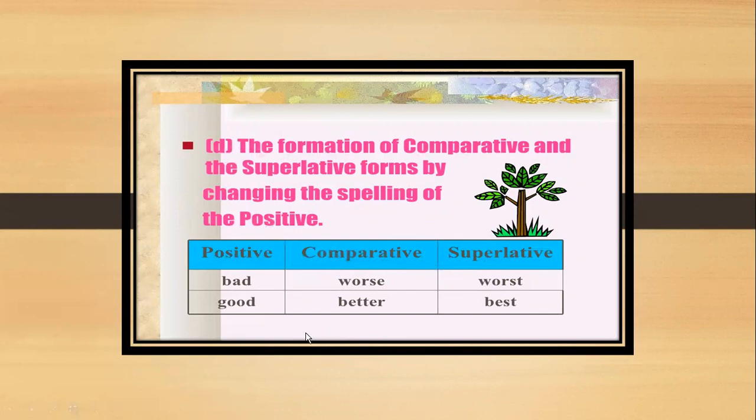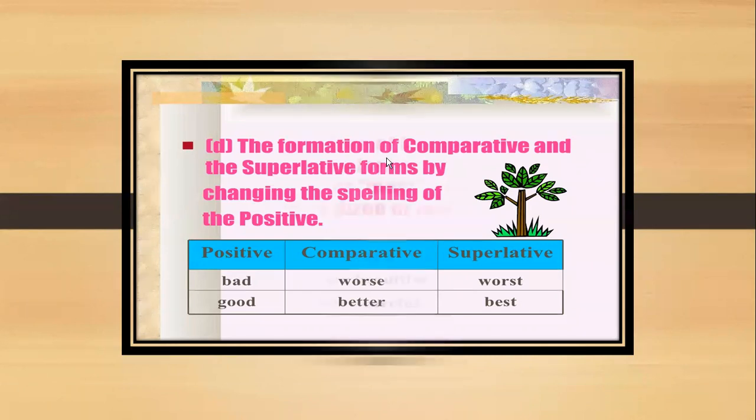Now, the formation of the comparative and the superlative forms by changing the spelling of the positive. Like bad: it will not be badder, baddest. It will change into worse and worst. Good, better, best. Okay, these are the two important ones. There are so many, but in this slide only two are given. Many more will come further as well. So keep in your mind these two: bad, worse, worst, good, better, best.